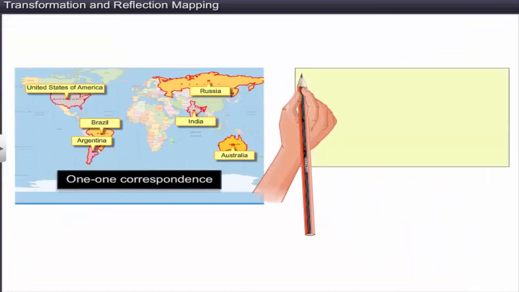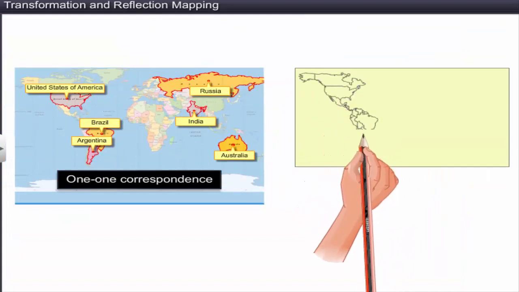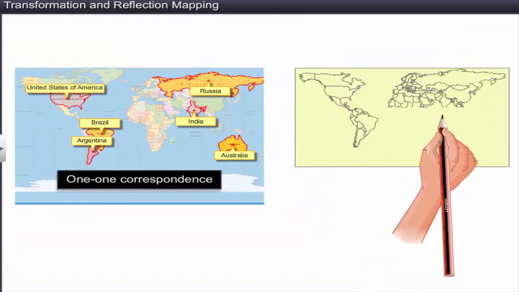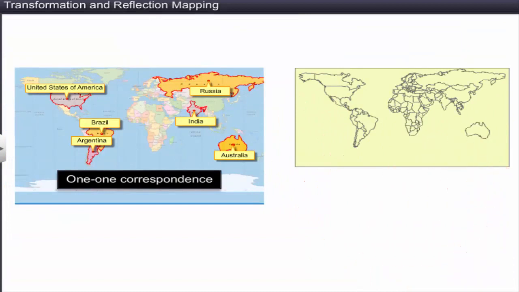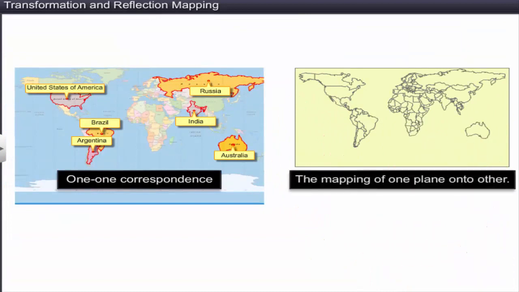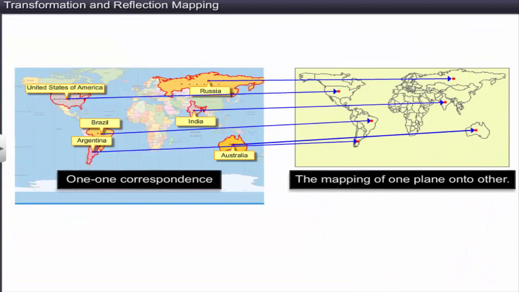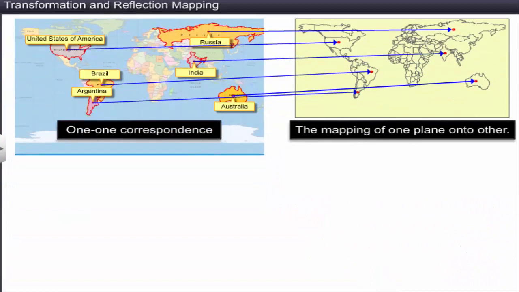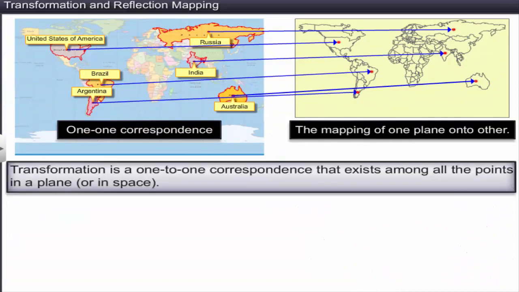If you copy this world map from the atlas onto a sheet of paper in your notebook, then it is known as mapping from one plane onto another. In other words, information is mapped from one sheet of paper onto another sheet of paper. This mapping of one plane onto another, such that there is a one-to-one correspondence among all the points in the plane or in space, is known as transformation.